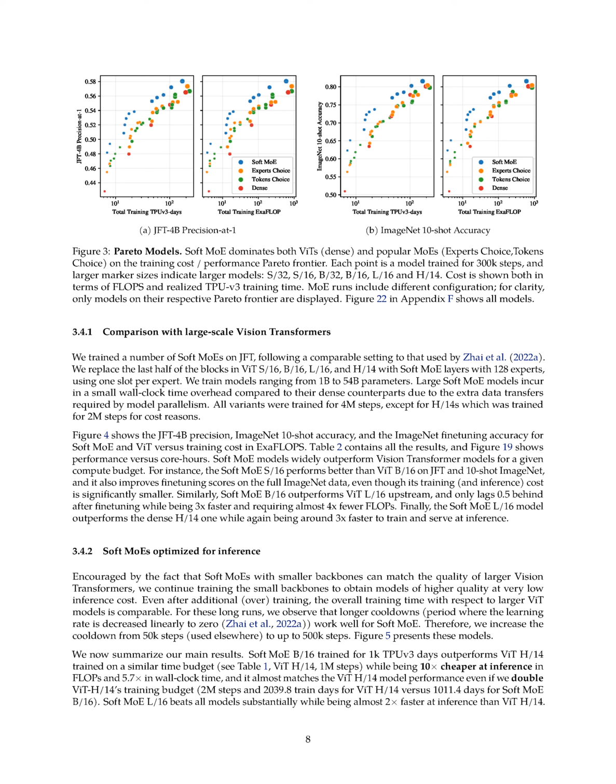Similarly, the Soft MoE B/16 model outperformed the ViT-L/16 model upstream, and was only half a point behind after fine-tuning, while being 3 times faster and requiring almost 4 times fewer floating point operations per second, FLOPs. Lastly, the Soft MoE L/16 model outperformed the dense H/14 model while being around 3 times faster to train and serve at inference.